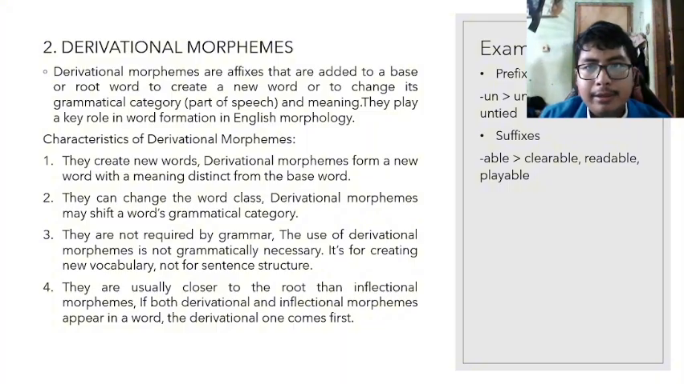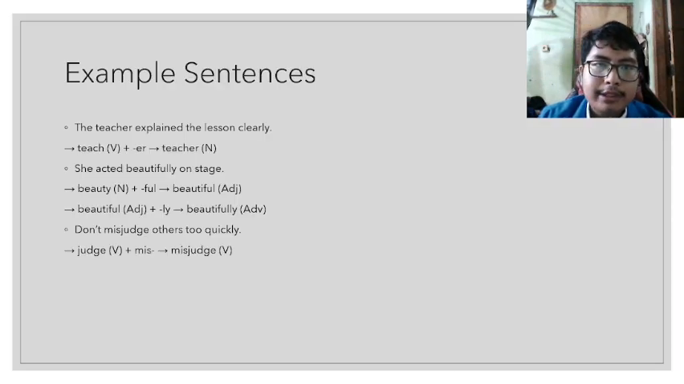For example, for prefix: unhappy, unable, and untied. And for the suffix -able: clearable, readable, and playable. For example sentence: the teacher explained the lesson clearly. Teach as a verb plus -er becomes teacher as a noun.